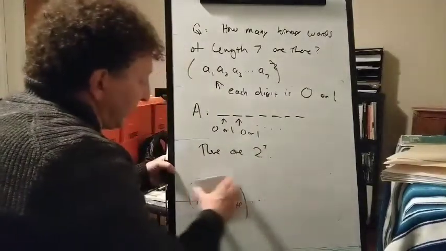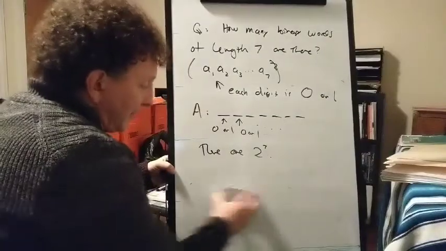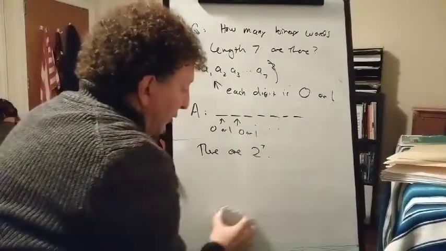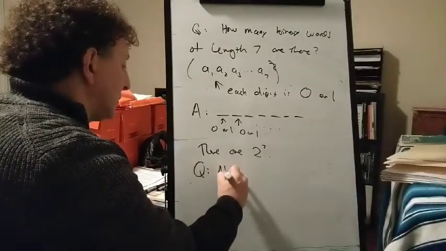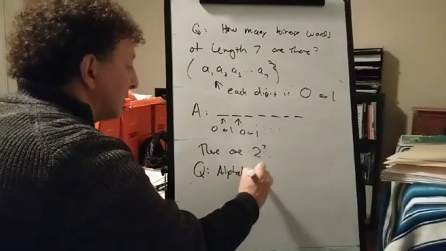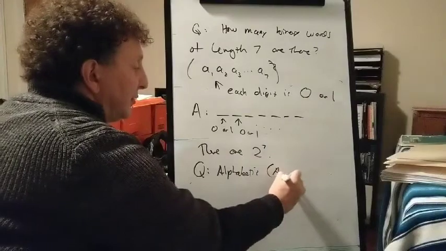And what if the words are, instead of binary, what if they're alphabetic codes? So A through Z.